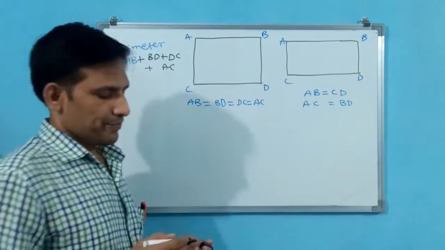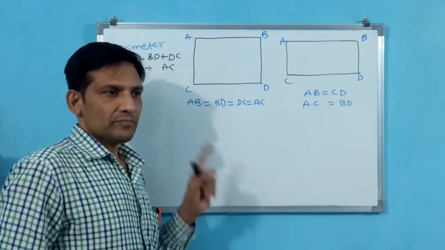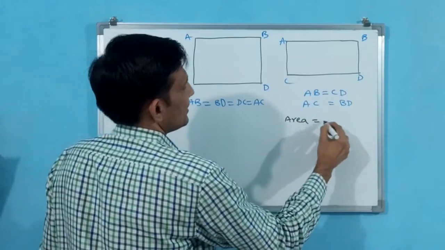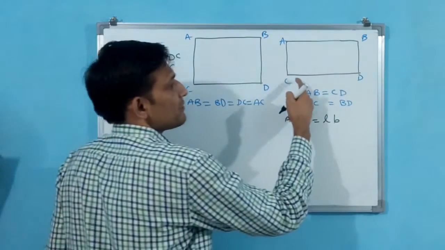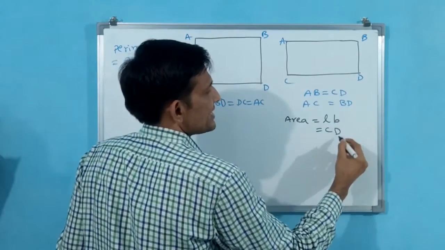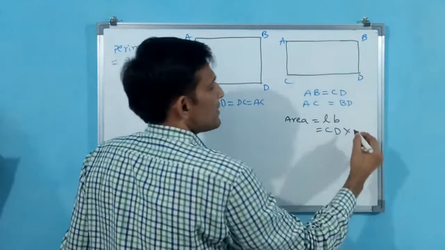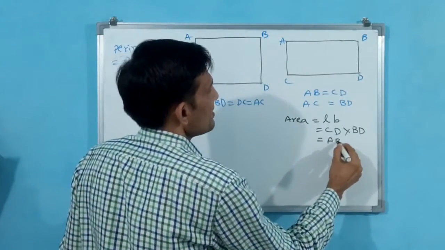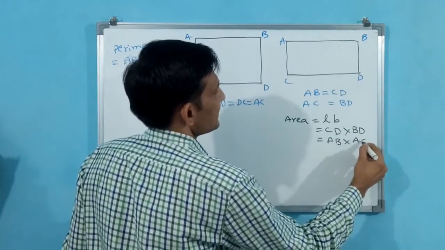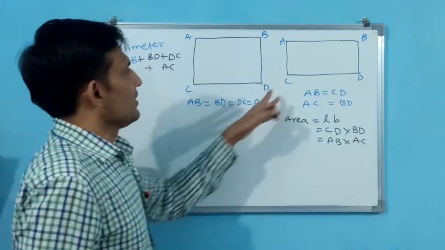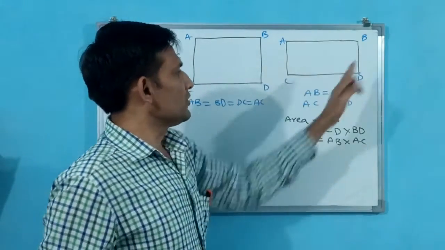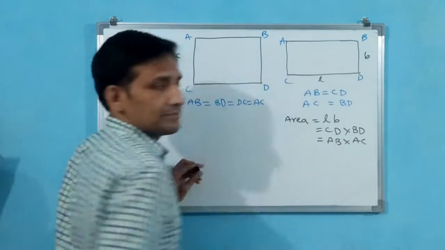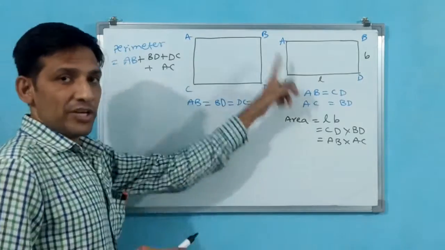Now we go for area. Area means we know length into breadth. Area is equal to length into breadth. Length is the bigger one, CD, into breadth, the smaller one, BD. Or else you can take AB into AC. Both are the same, but AB is equal to CD, AC is equal to BD. Then area is equal to length into breadth. This is the formula for the area of a rectangle.